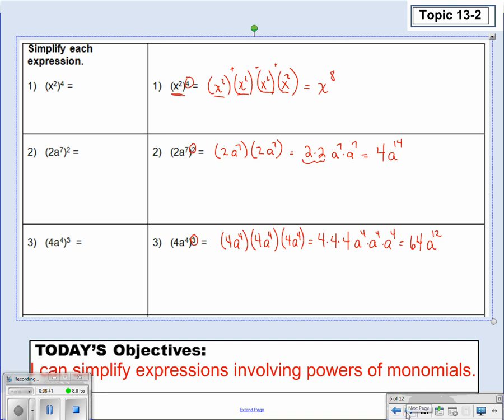So a big difference from yesterday and today is that we are taking our numbers and going ahead and multiplying those out.